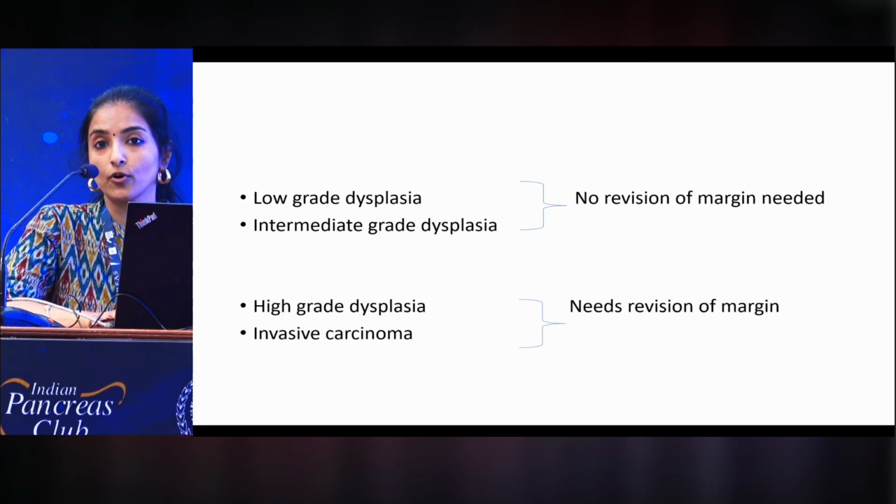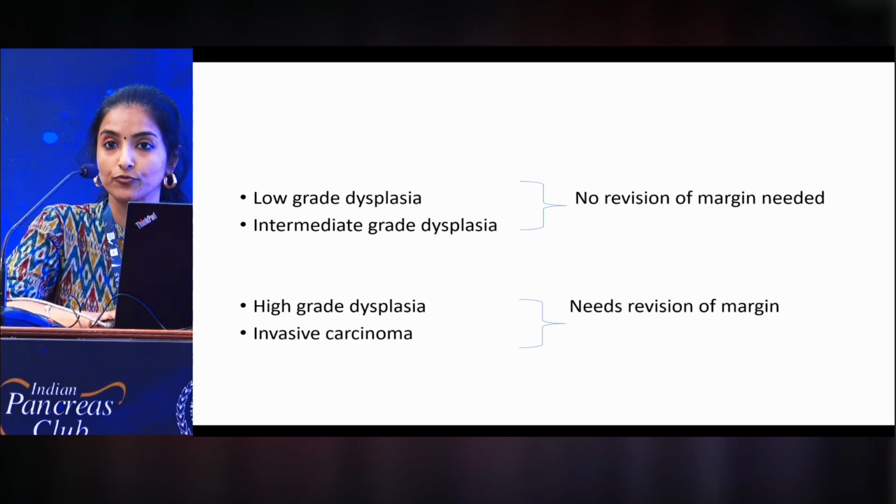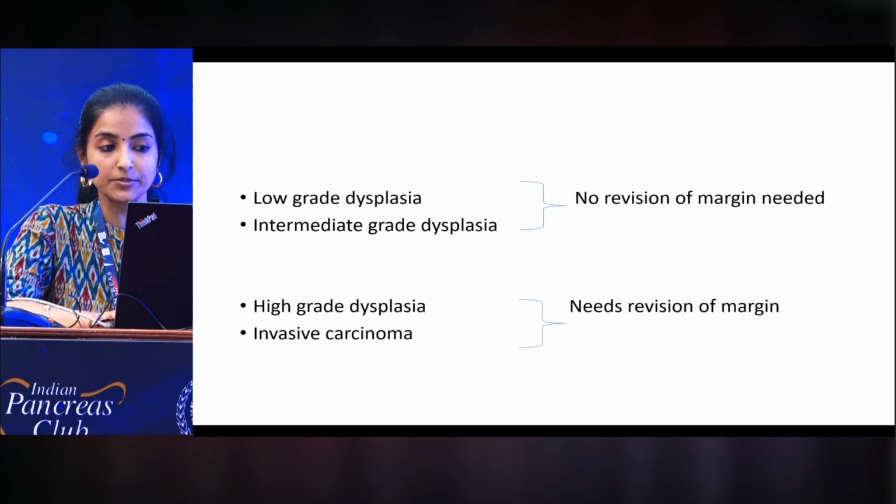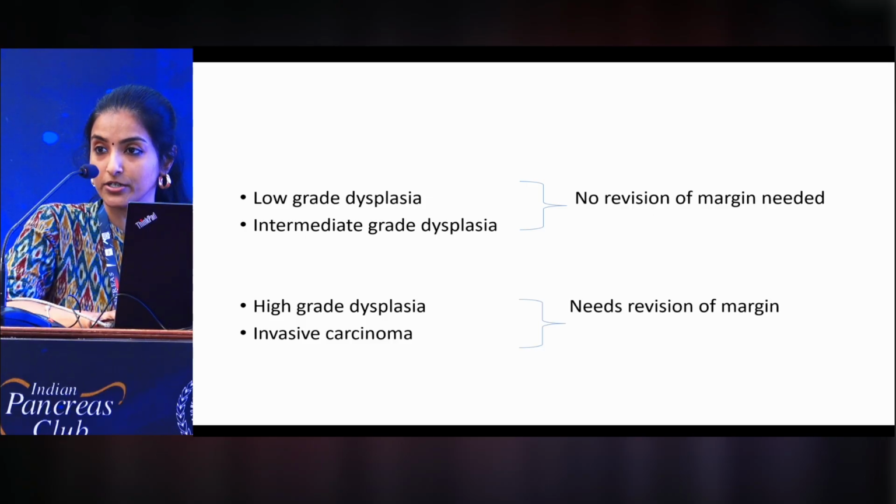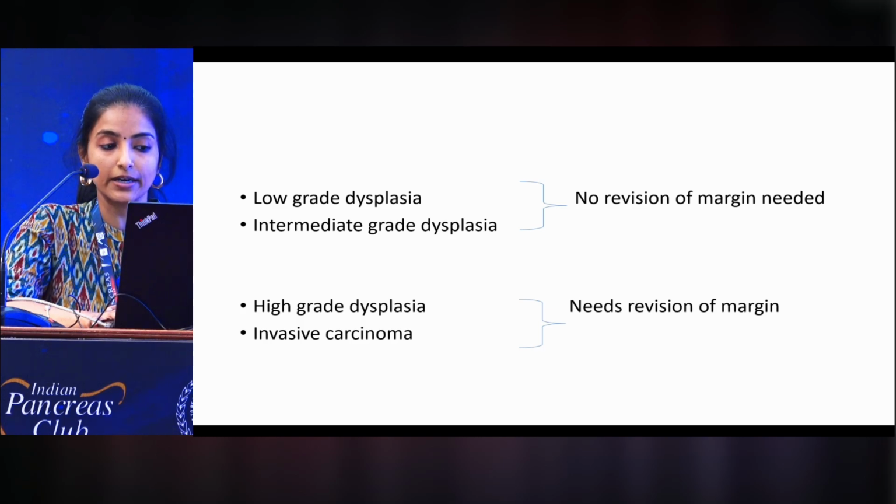So what do we look for in a frozen section? There are four different histopathological reports that we could see when we send frozen section for IPMN. When it's a low grade dysplasia or an intermediate grade dysplasia, it does not need any revision of margin, as opposed to having a high-grade dysplasia or invasive carcinoma where definitely the margin needs to be revised.